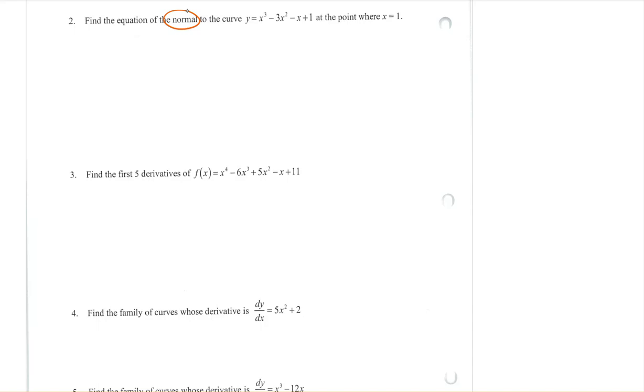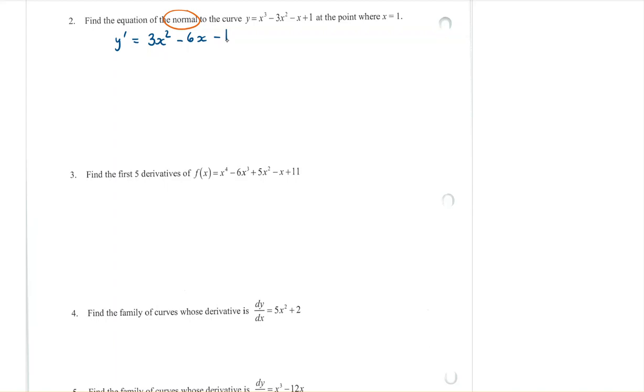First of all, to find the gradient, I am going to have to differentiate it. So y dash equals, for the first term, bring the 3 down the front and subtract 1 from the power, so 3x squared. For the second term, bring the 2 down the front, so minus 6x. And for the minus x term, we would take the minus 1 and the x would disappear.